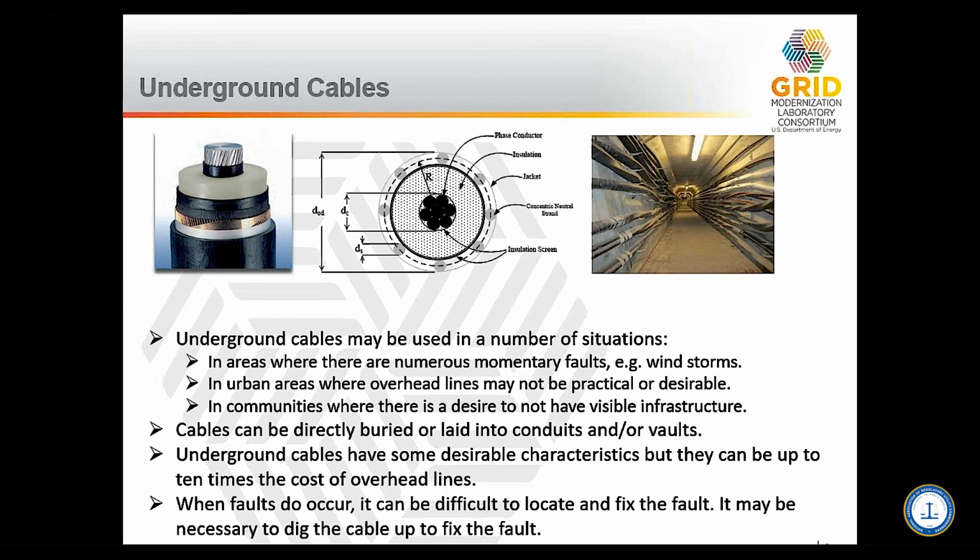Sometimes they're direct bury, sometimes they're in conduit or in vaults, as you'll see on the upper right there. And these are used in locations where maybe you have a lot of momentary faults, you have very windy areas, sometimes in urban areas where overhead lines aren't practical. In fact, that upper right is a part of an urban core where you can't necessarily run utility lines down the street. And then sometimes communities just don't like the visuals of overhead lines, and they want to have them undergrounded. Problem with that is it's anywhere from 5 to 10 and sometimes more times more expensive. And so that can be a challenge.